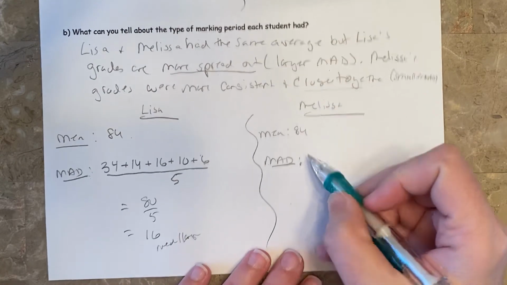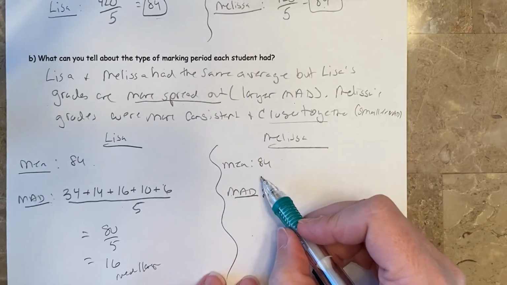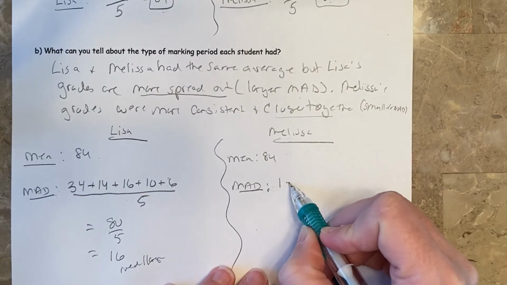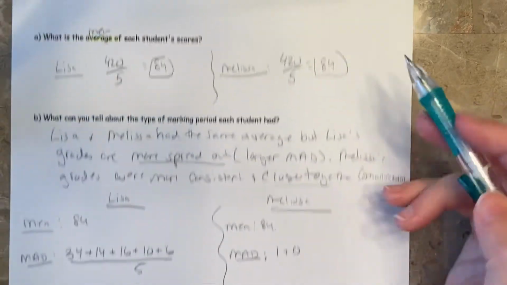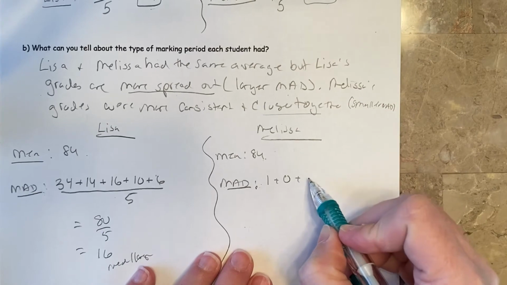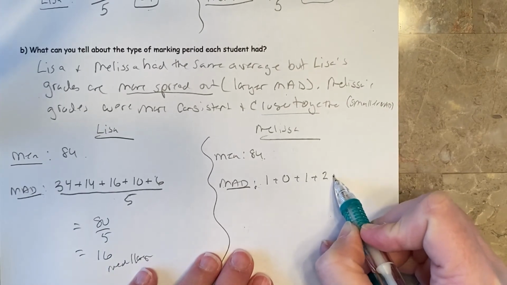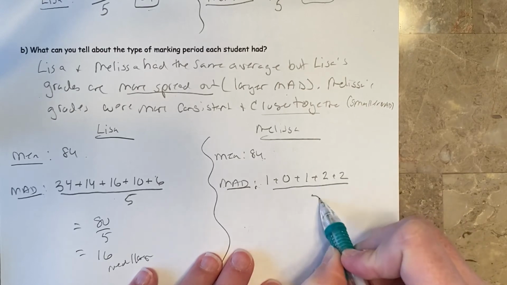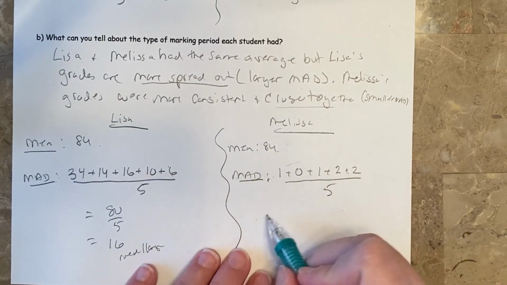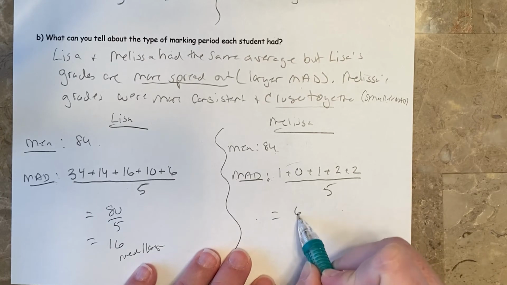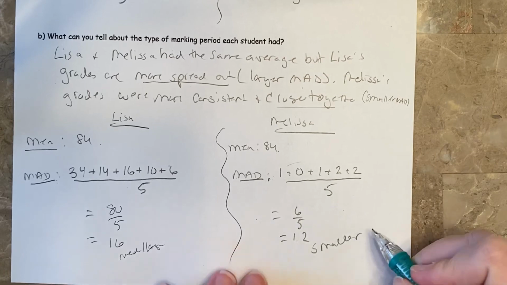All right, so now we're going to do all of Melissa's compared to her mean of 84. So 85 is 1 away. 84 is 0. Remember, you have a mean, that's the same exact thing as a data value. It's going to be 0. So 83 would be 1. Then 2 for 86 and 2. You could already see, look how much smaller those differences are than this. So that would give us 6 over 5, which is 1.2. This is definitely a smaller MAD.